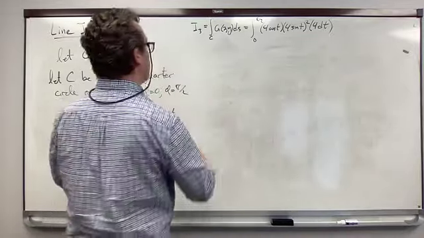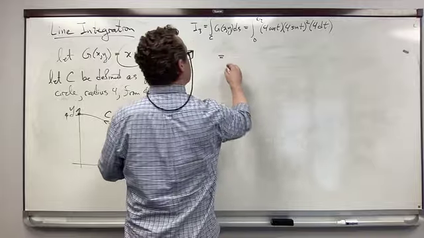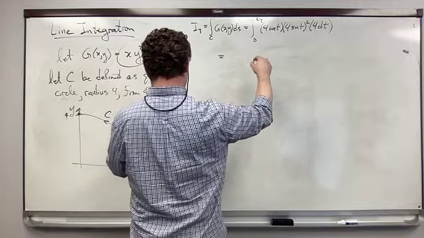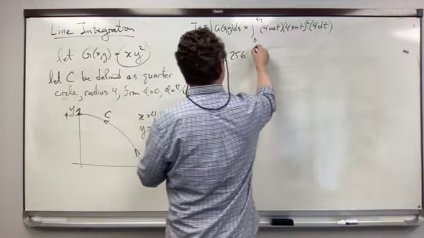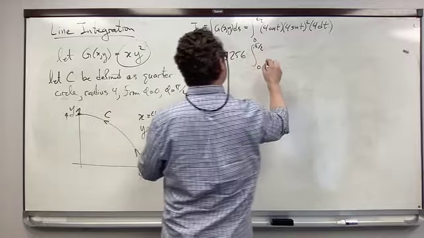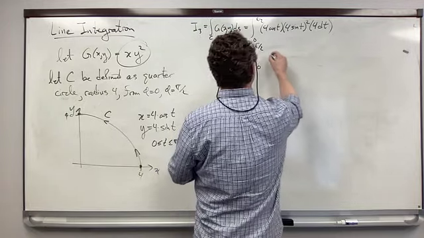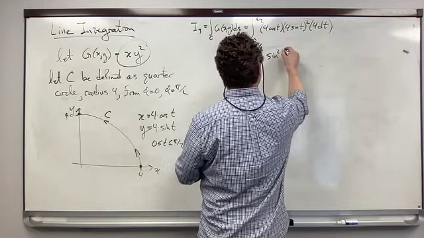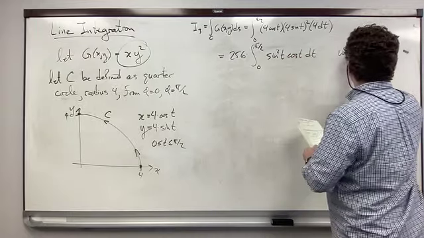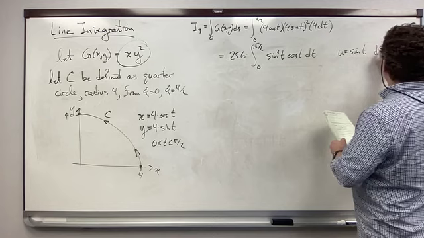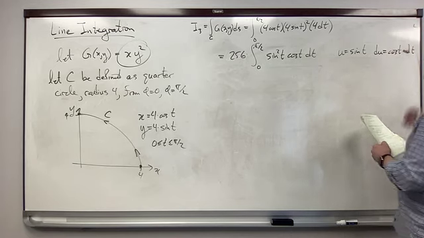Okay, so our I3 then just becomes, so we have here 4, 4, 4, we still have 256, and we have pi over 2, 0, then we have, what we got? Yeah, sine squared t cos t dt. We did this before. u equals sine t, du equals cos t dt.